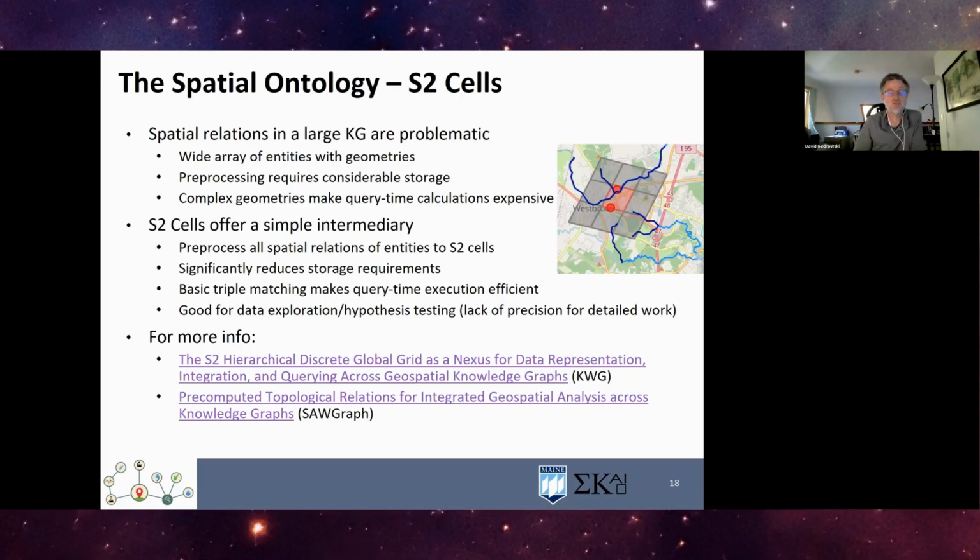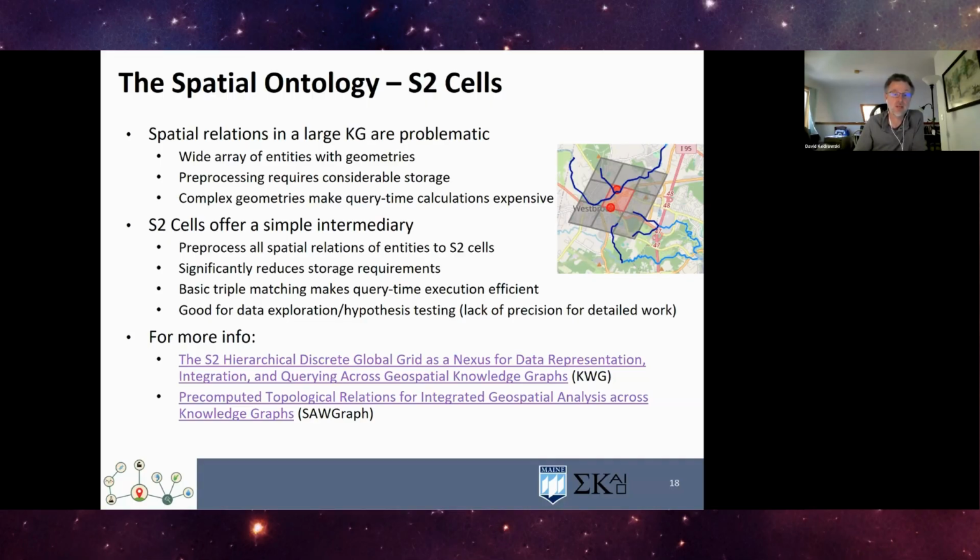So in the picture that you see there on the right, there's a couple of red dots. Those are a couple facilities, and they are in a red S2 cell. And then we have a neighborhood around that S2 cell. Those are the gray S2 cells. And what we're doing is saying that neighborhood is where we think water bodies are near these facilities.